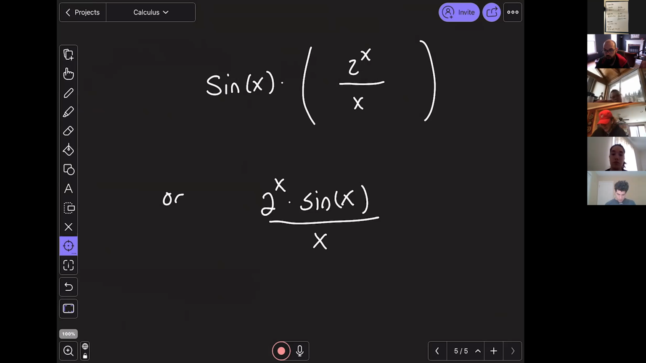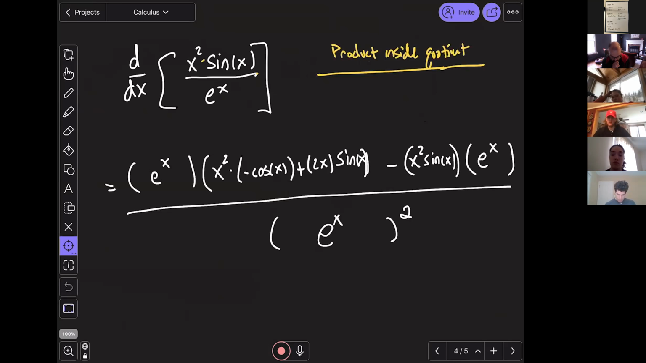Okay, so let's go back. Did I make a mistake? Why is the derivative of sine negative cosine? Emma, yeah, you're absolutely right. That was my error. Thank you for catching that. So the derivative of sine should just be cosine. Thank you very much. So my apologies for that one.